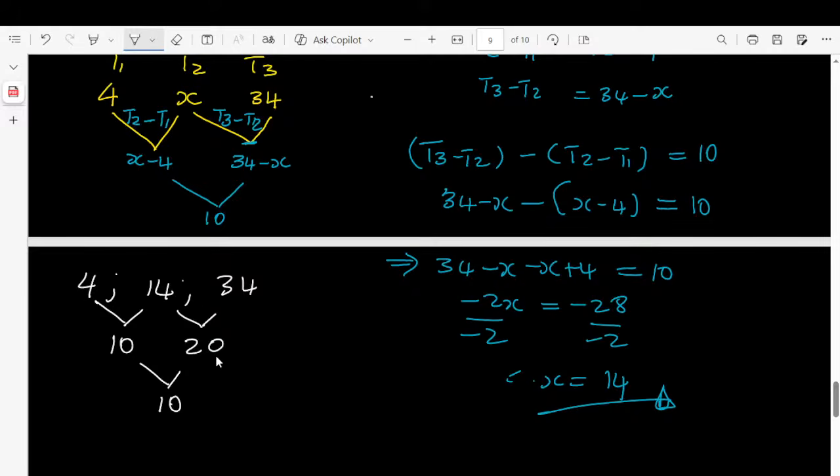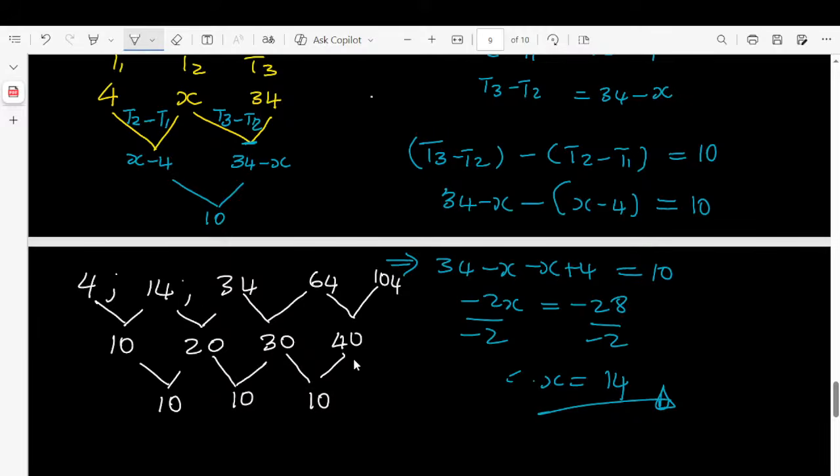To find the next terms, I know that this is 10. So I need to add 10 to 20. This will give me 30. I need to add 30 to 34 to find the next term, and this will give me 64. Okay, I can do that again. This is 10. I need to add 10 to 30. This will give me 40. I need to add 40 to 64. This will give me 104.